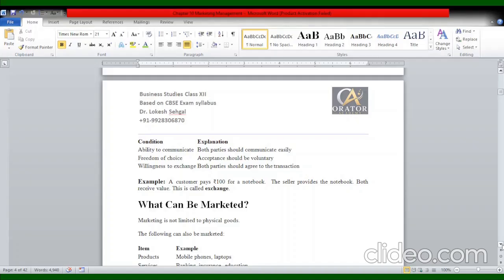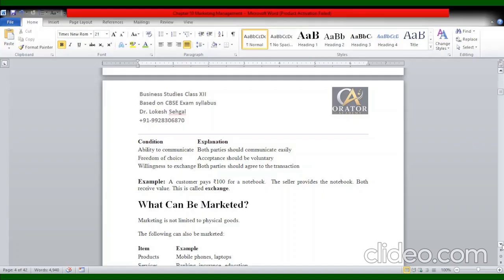Freedom of choice: acceptance should be voluntary. Whether you want to accept or not, it should be totally voluntary, right? Even though you have got the proper information from the supplier about the product, if you don't like it, you cannot be forced to accept the offer or the product. It is your choice, it is a freedom.